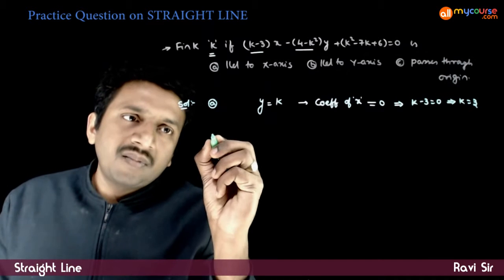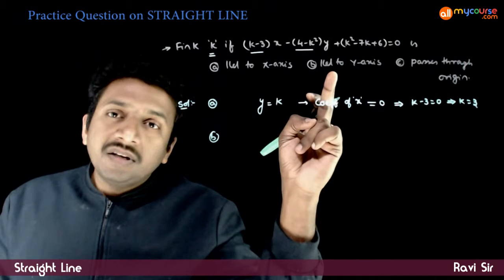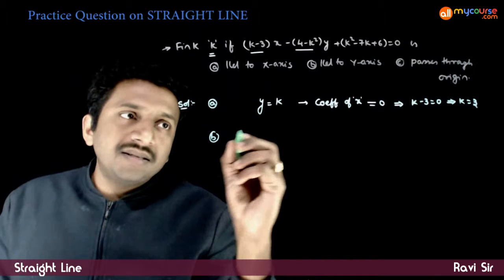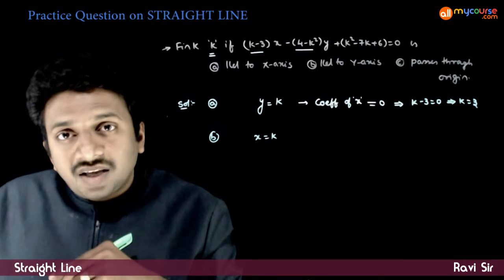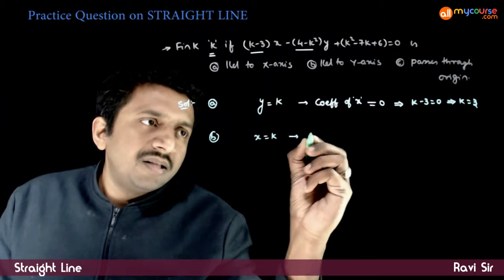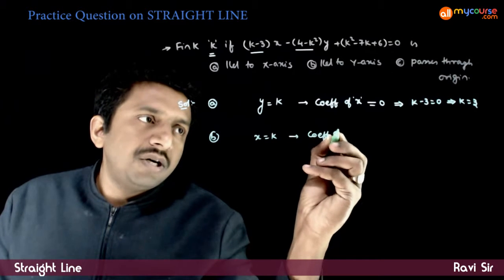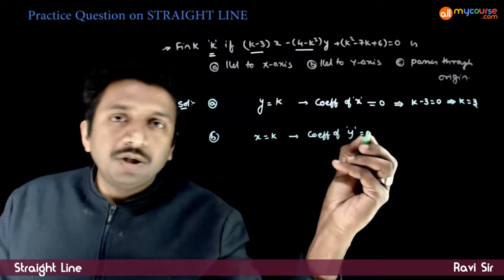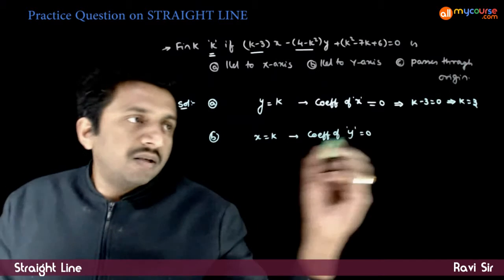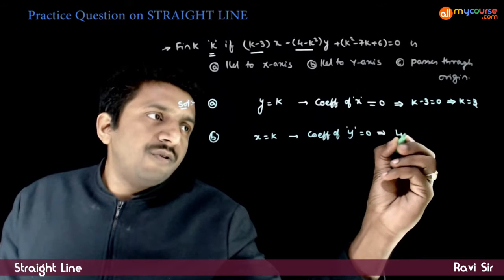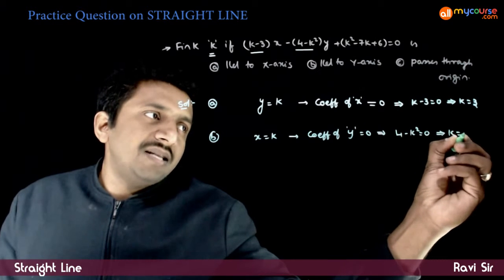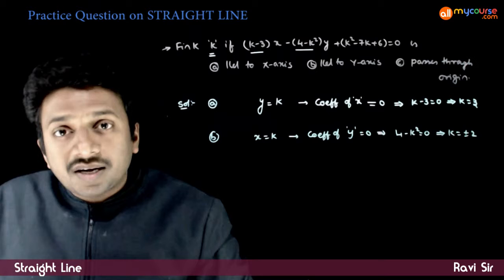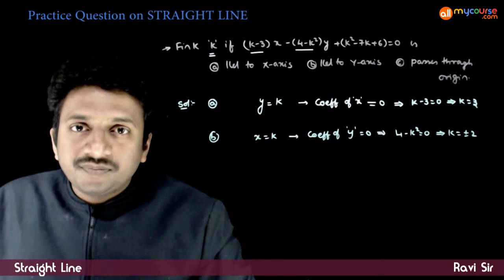Next, if the line is parallel to the y-axis, then the equation should be of the form x equals constant. That means the coefficient of y should be equal to 0. This implies 4 − k² = 0, which implies k = ±2.